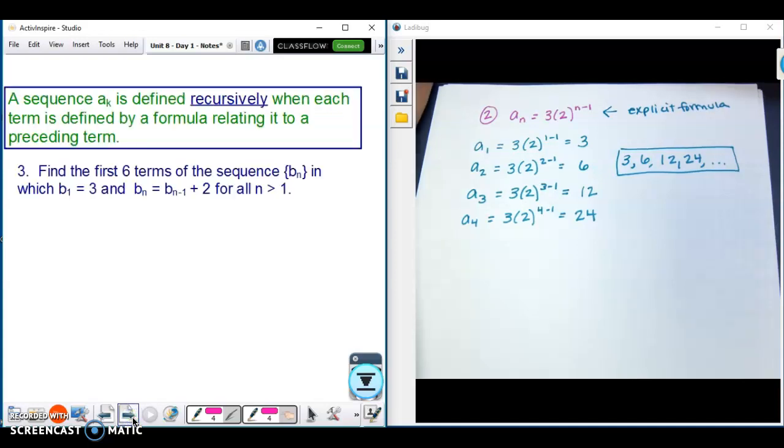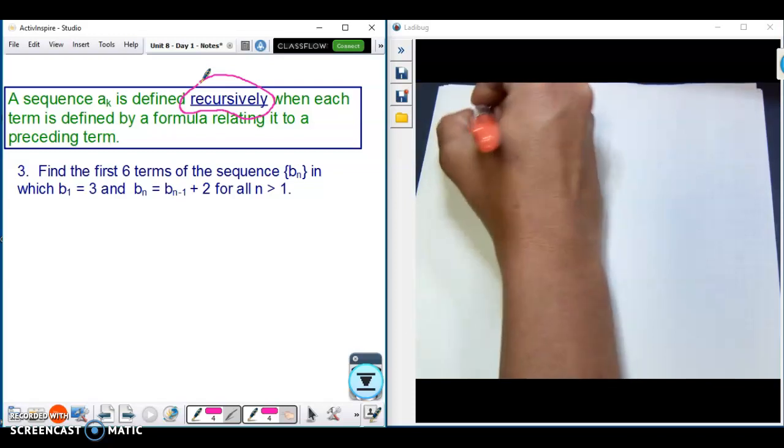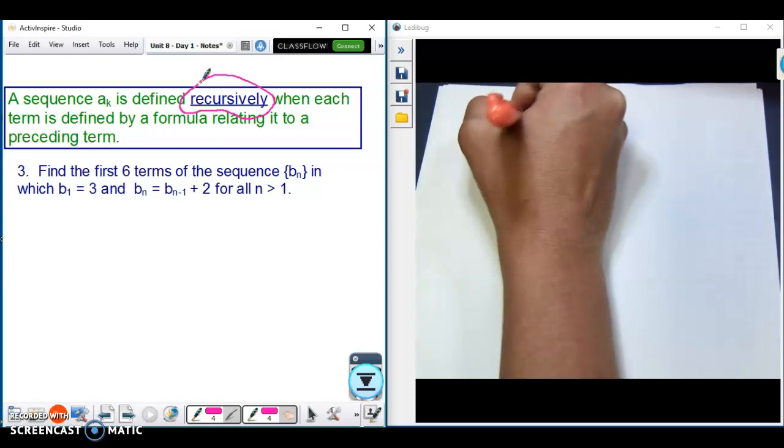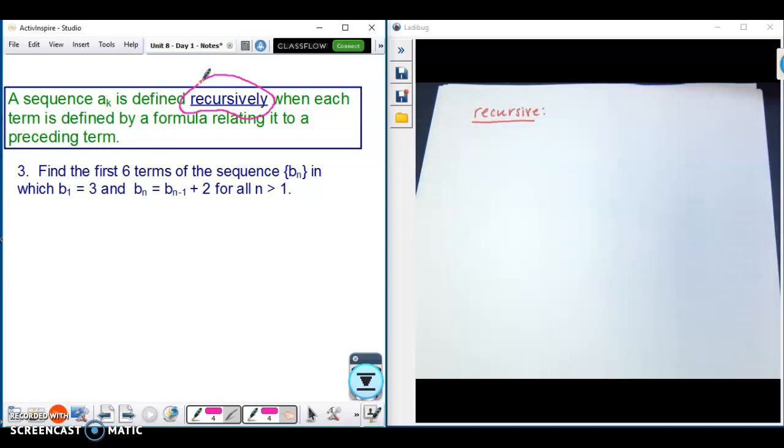So now we're going to switch gears, and we're going to talk about recursively defined. So guys, if it says anything about recursive, formulas are not on your formula sheet. Okay, recursive formulas, it says a sequence is defined recursively when each term is defined by a formula relating it to the preceding term. So, these are a little more complicated just because they're going to look a little strange when they're written.